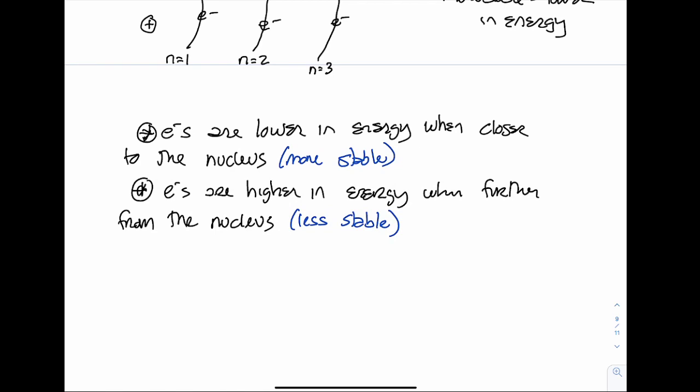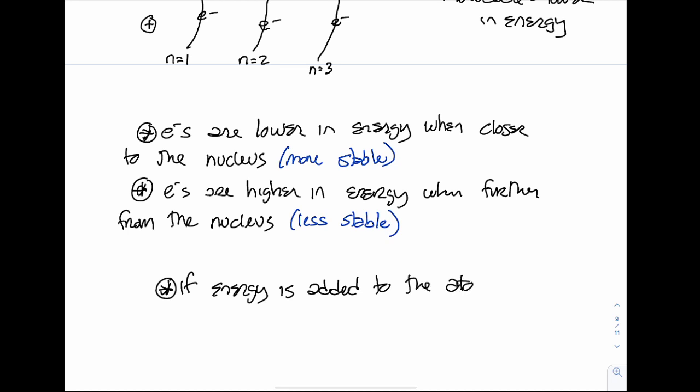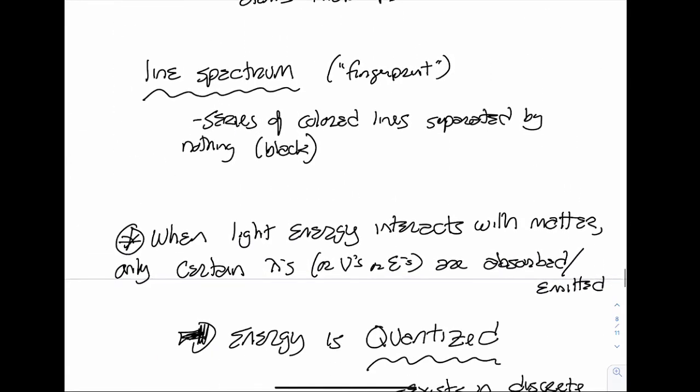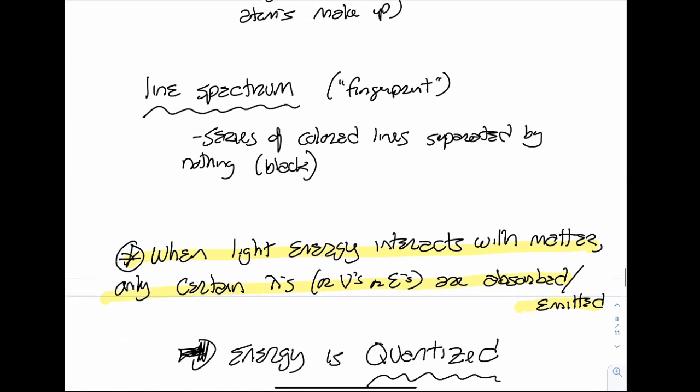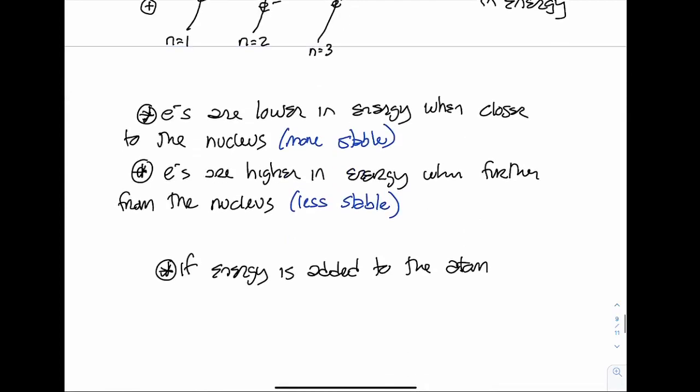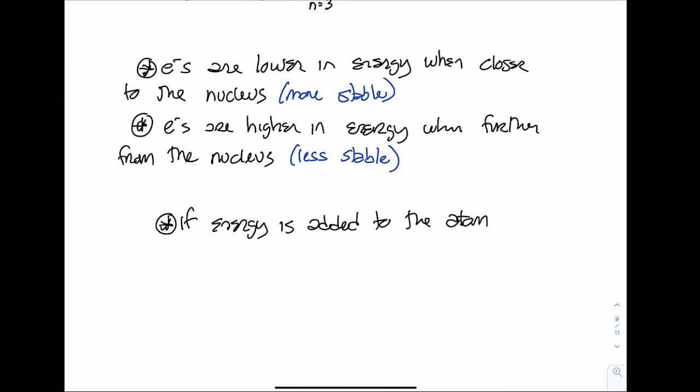So, if energy is added to the atom, so this is, if I scroll back up a little ways, right? This statement right here, when light energy interacts with matter, only certain electrons or only certain wavelengths are absorbed or emitted, right? We had said energetically excited when it's heated, that sort of thing. So that's what I'm talking about now, right? If energy is added. So if we're heating it, if we're somehow energetically exciting it in some way.